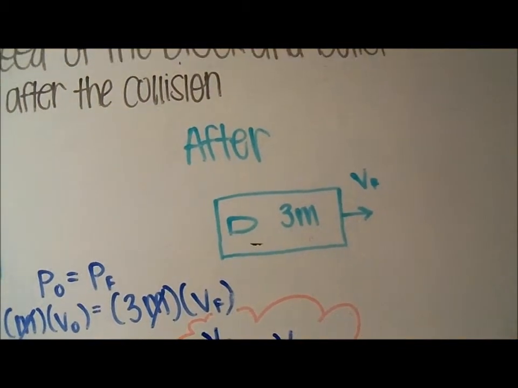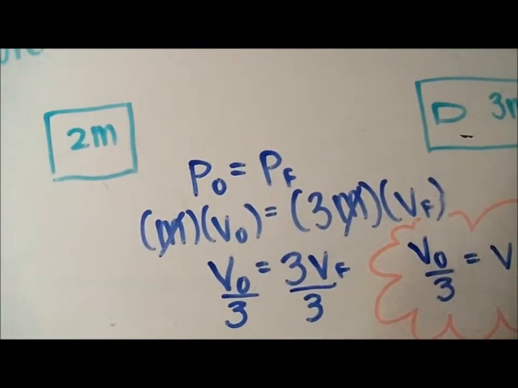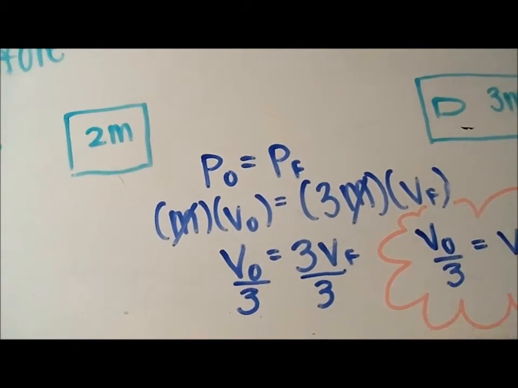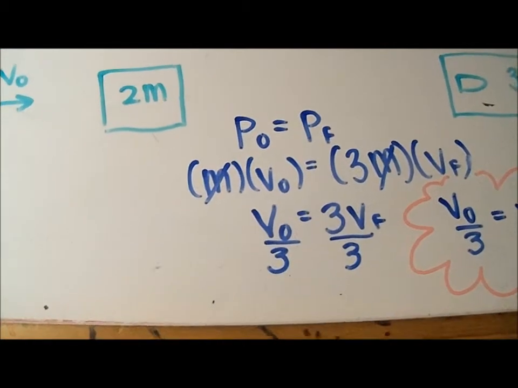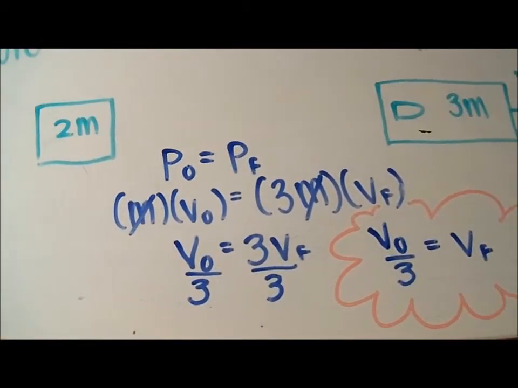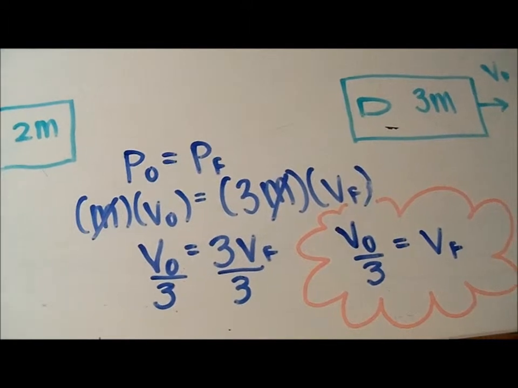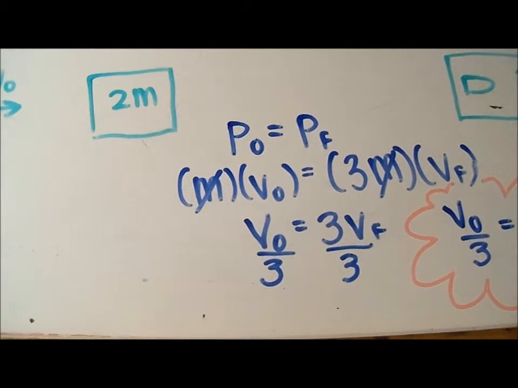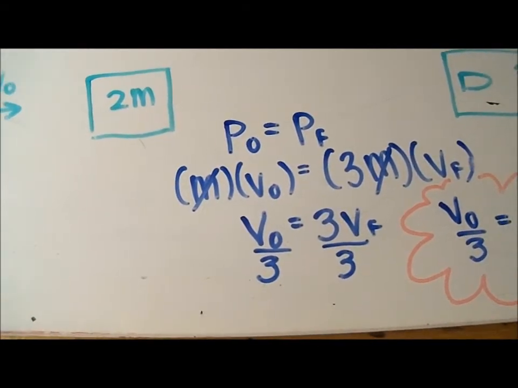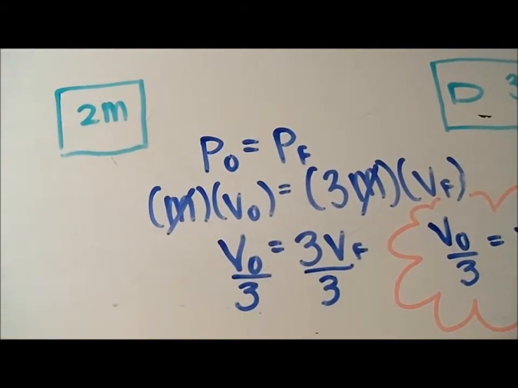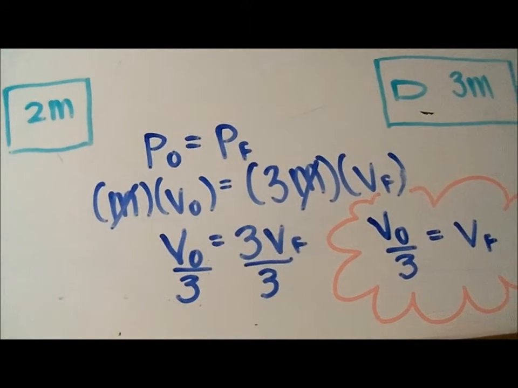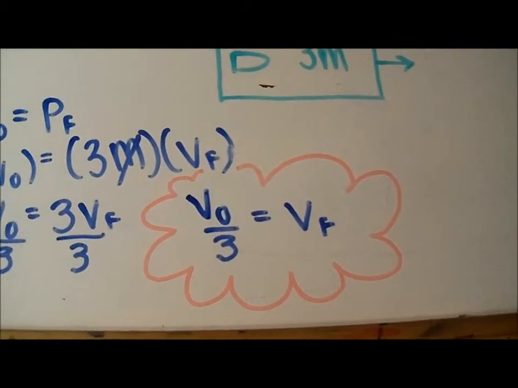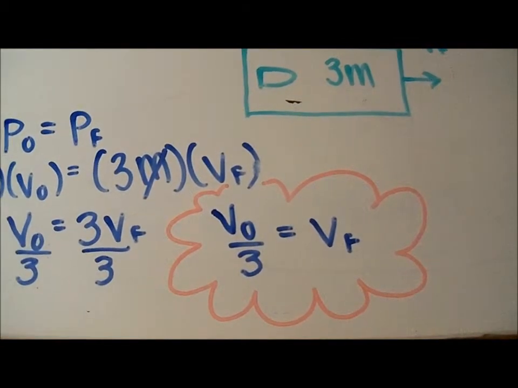To find the momentum, you would have to set the initial momentum equal to the final momentum. The equation would look like m times v initial equals 3m times v final. You would cancel out the m's, which is the mass on each side, because there is a mass on each side. Then you would divide what is left over by 3, and you would find the final velocity by using the initial velocity divided by 3.